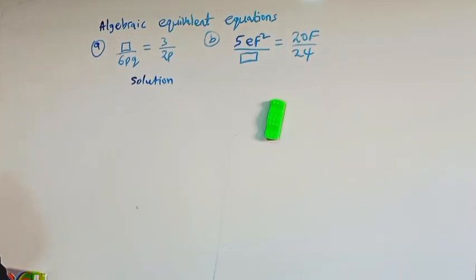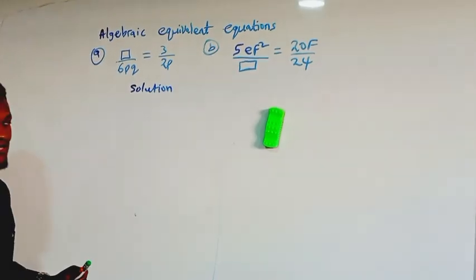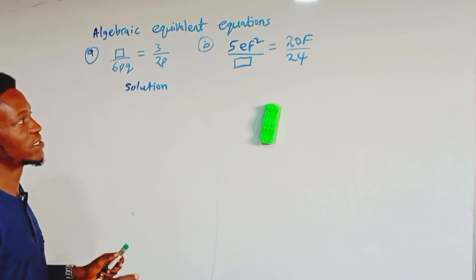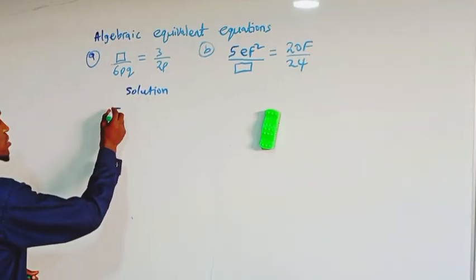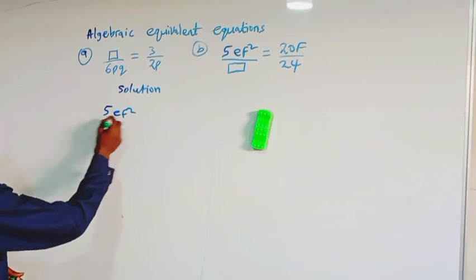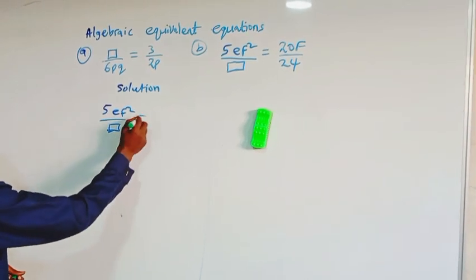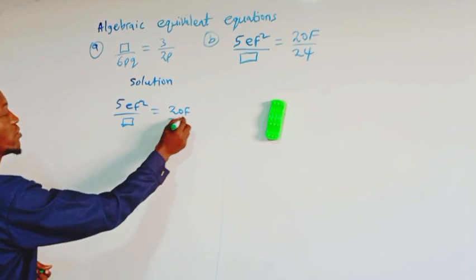In the second question, it looks confusing, but don't follow the same process. You know what? You will get the same value. So let's dive in. First of all, let's write the question first. It's 5ef squared, everything over this symbol, is equal to 20f over 24.